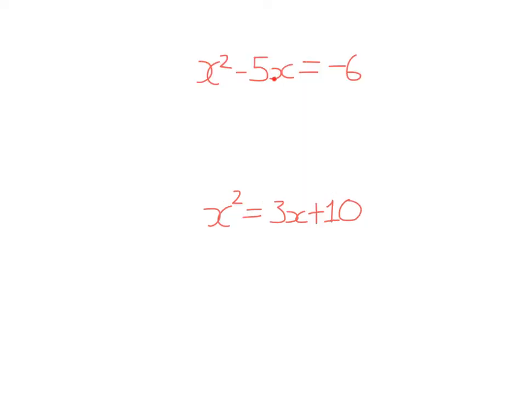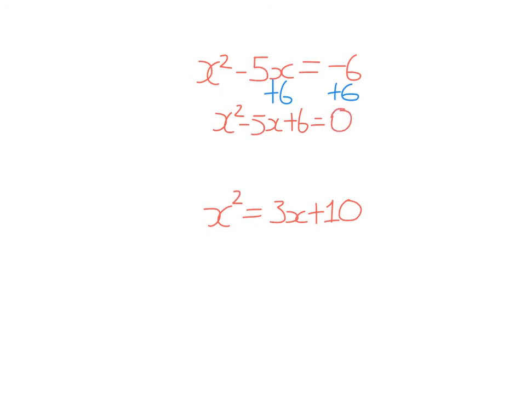So let's look at these two equations here. In neither equation is one side equal to 0. This side is not equal to 0, but we can make one side equal 0 really easily. All we have to do here is add 6 to both sides. Remember, you can do whatever you want to one side of the equation as long as you do it to the other. So adding 6 to both sides of the equation gives me x squared minus 5x plus 6 is equal to 0, because minus 6 plus 6 is 0.